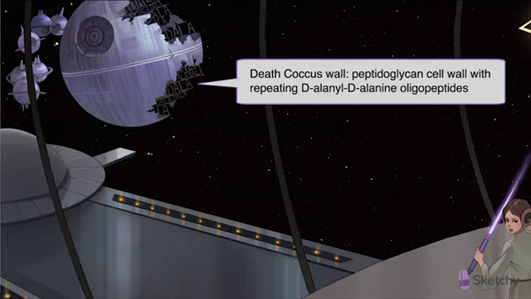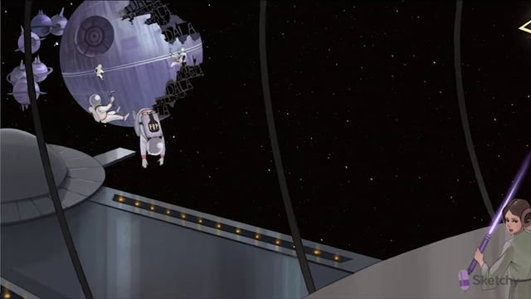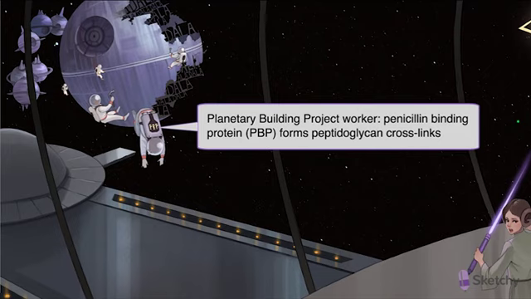Penicillin binding proteins, or PBPs, remove the terminal alanine in the process of forming crosslinks between peptides. So PBPs are, in essence, construction workers, represented here by these space workers building the wall of the death coccus, part of the planetary building project, of course. Penicillins, as well as other beta-lactam antibiotics, inhibit this transpeptidation reaction by covalently binding the PBPs, hence the name penicillin binding proteins. So penicillins work by halting peptidoglycan synthesis in actively growing cells, and the cell dies.